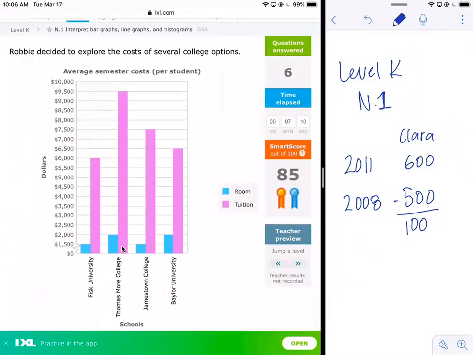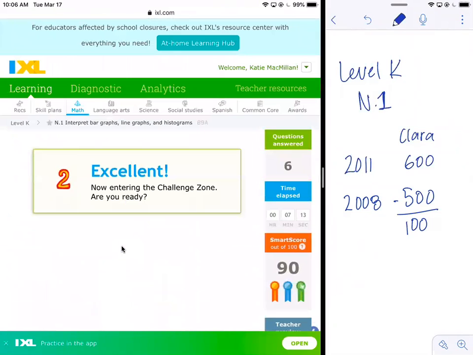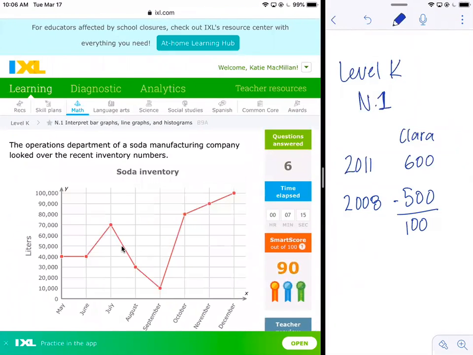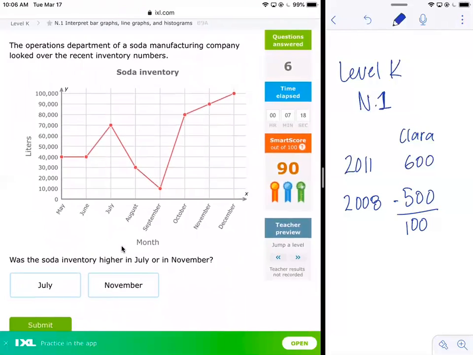Jump to that next level. Challenge zone, for those of you trying to get extra credit. It says the operations department of a soda manufacturing company looked over the recent inventory numbers. And it says, like, here's my liters, and here is the time. So I can see the liters is changing over time. But look at the title, it says soda inventory. So my soda would be like how much soda they have in store.